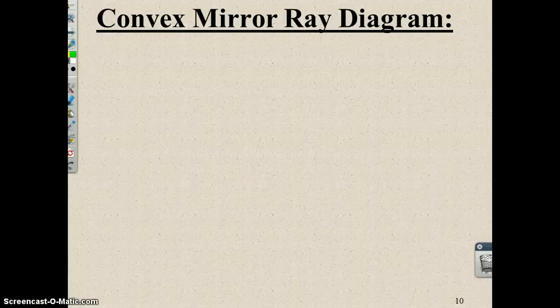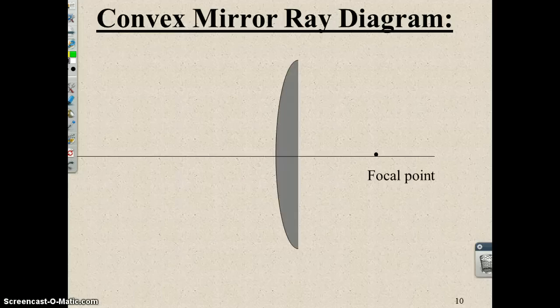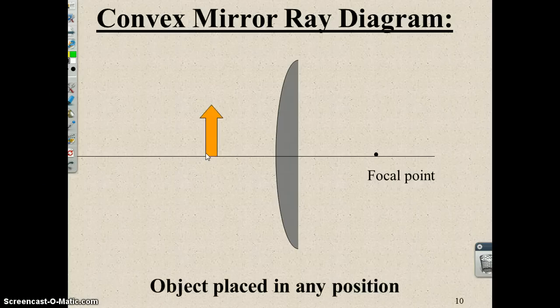Convex mirror ray diagram, a little bit different because your curve is outward as opposed to inward. Remember, the focal point then winds up being behind the mirror rather than in front of it. So if I were to put an object in front of it, here's our trusty arrow. The first light ray we will draw is horizontal once again, but it's going to bounce off of this mirror up and away as if it came from the focal point.